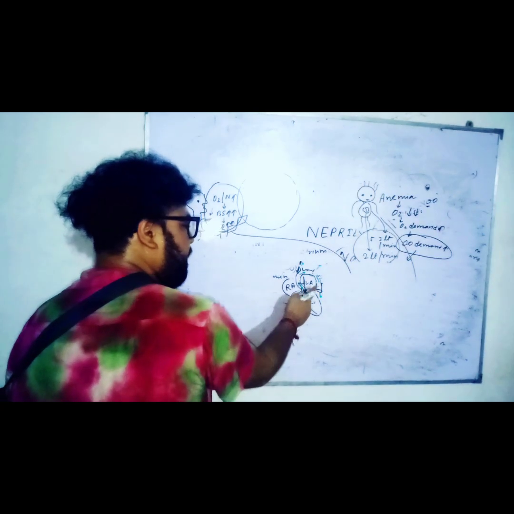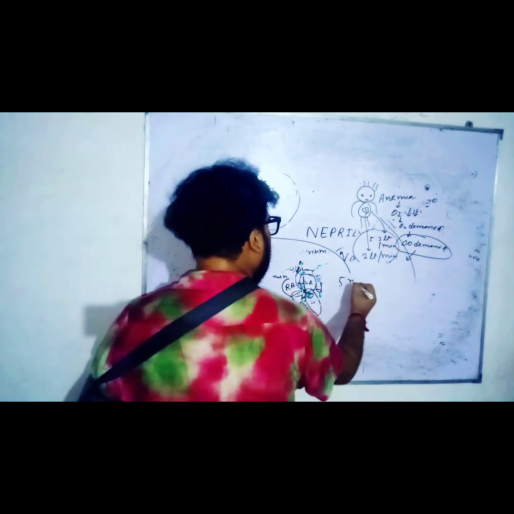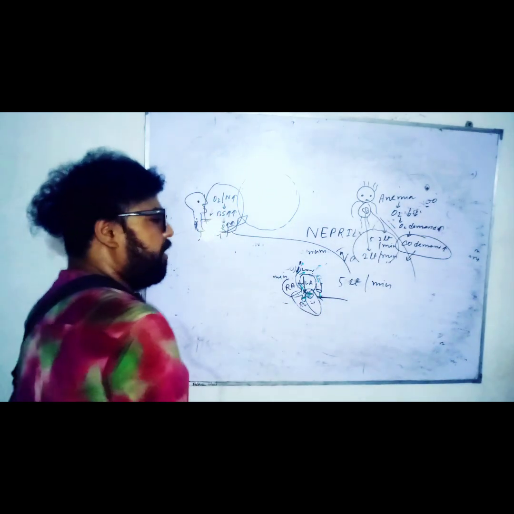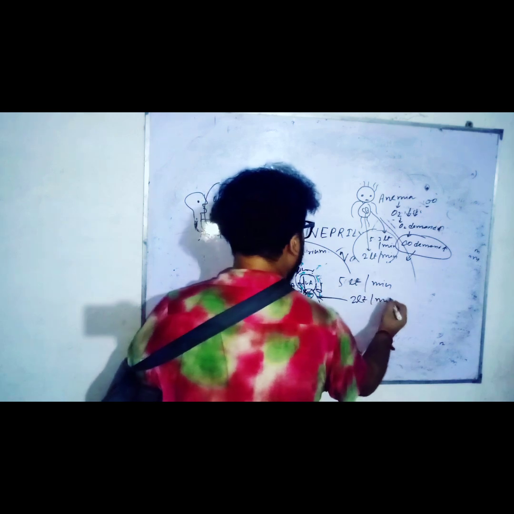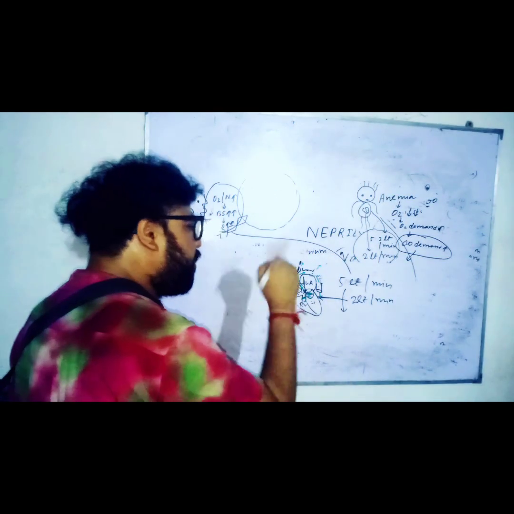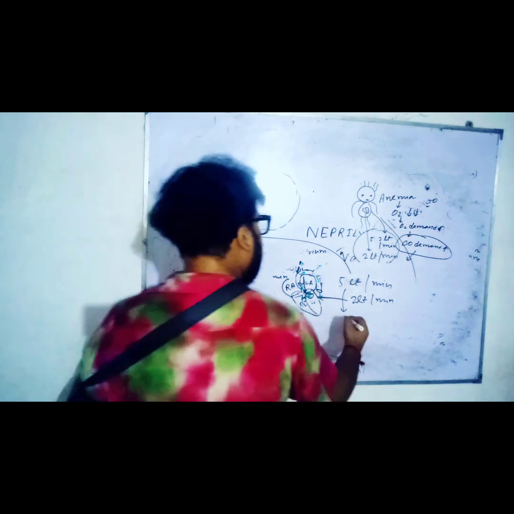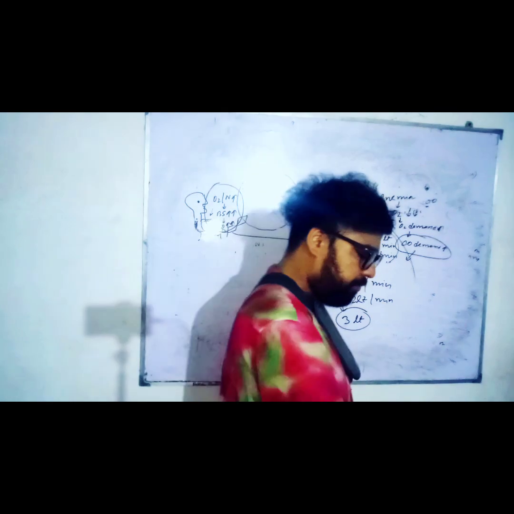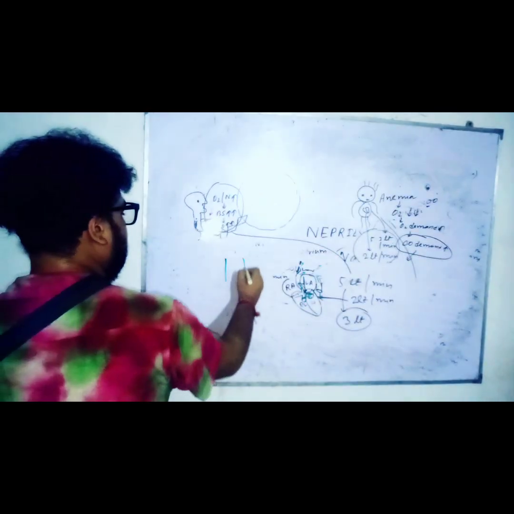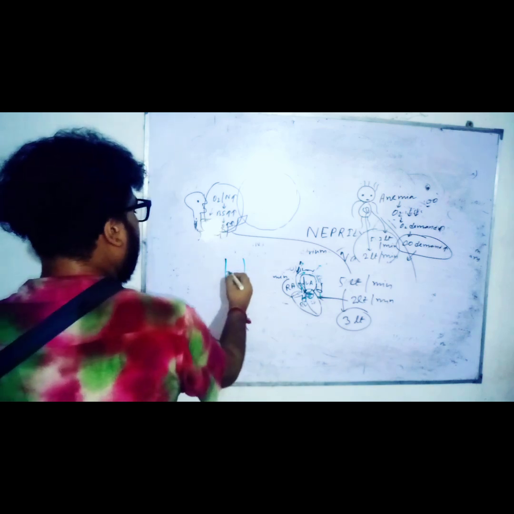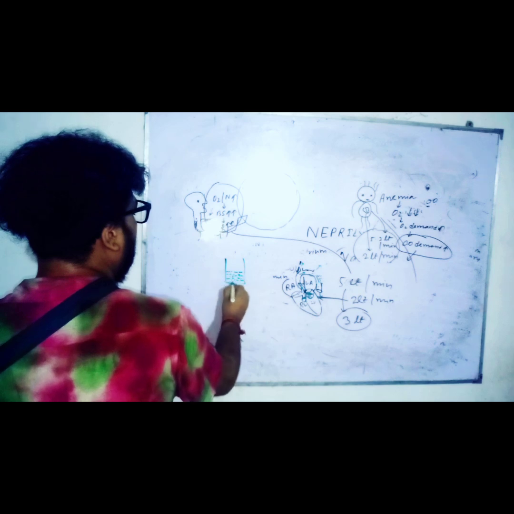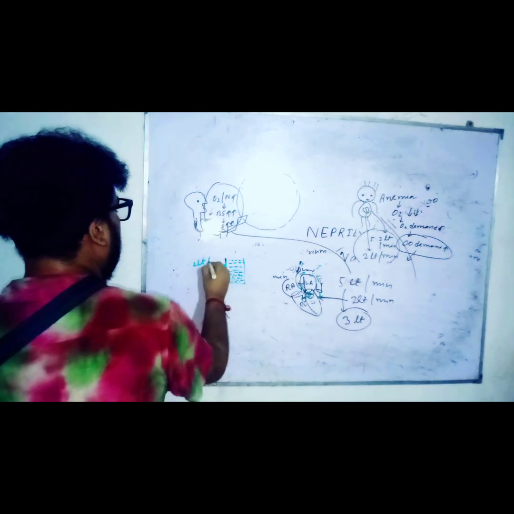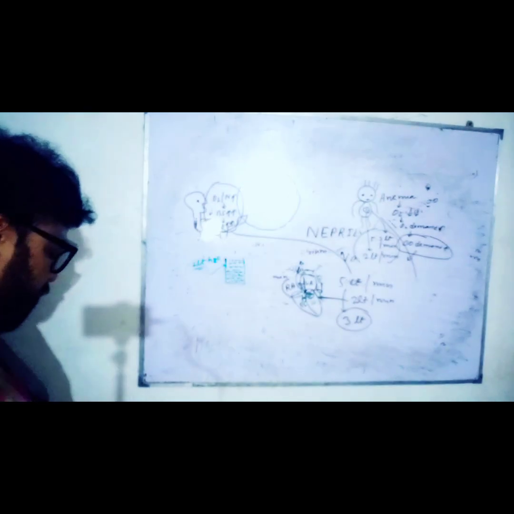In the normal case, this heart will pump out how much blood? 5 liters per minute. But now this problem heart is pumping only 2 liters per minute. That means there is a strongest possibility for this 3 liters of blood to get accumulated within the heart. Suppose this is a bucket, and this bucket contains 2 liters of water.